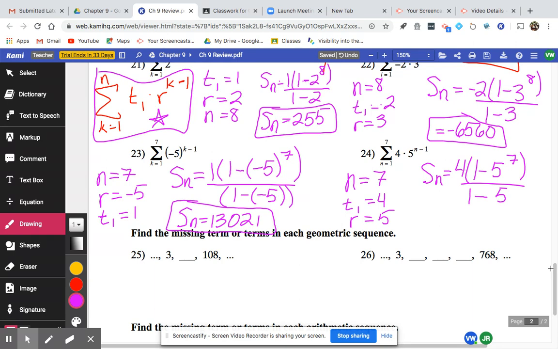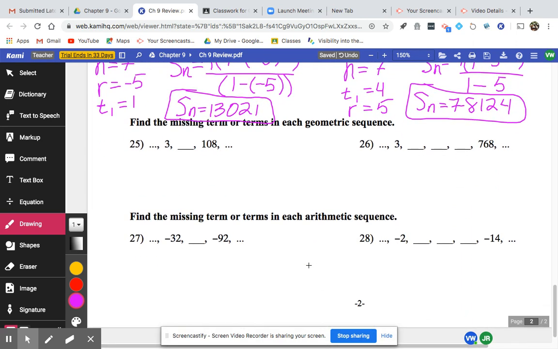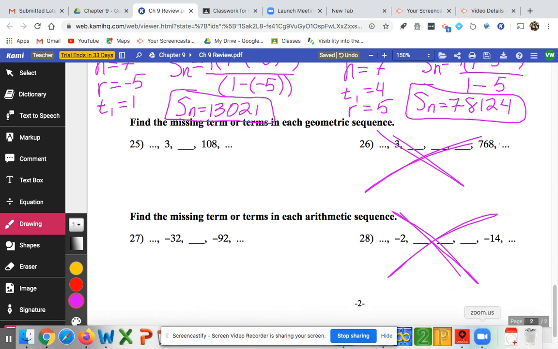And whenever you plug that into your calculator, you get the following. 78,124. There we go. I lost my place in my notes. That's why I put down the wrong number. Okay. So here we go. We actually have 2 more. We are skipping 26 and 28. So forget about those. We're only doing number 25 and number 27.